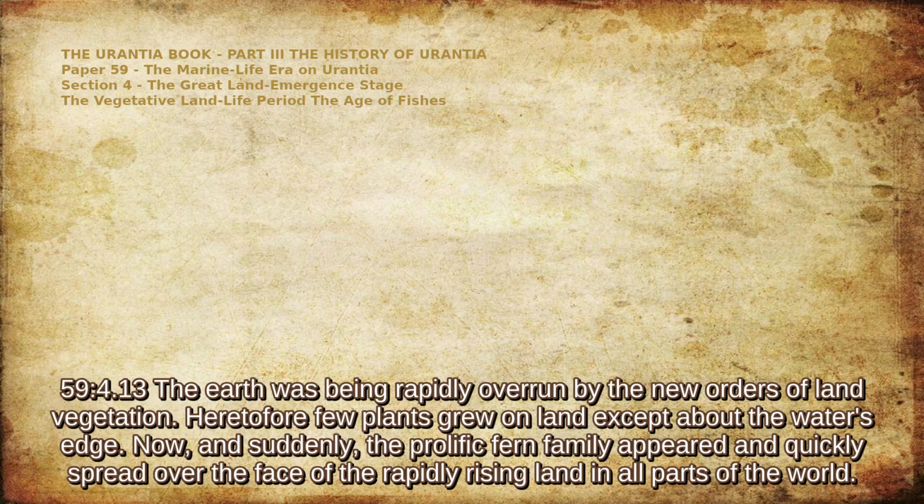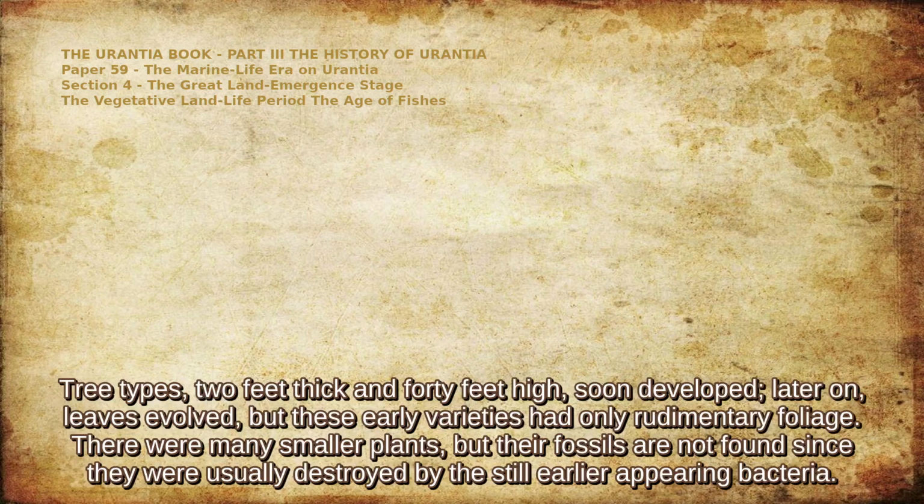The Earth was being rapidly overrun by the new orders of land vegetation. Heretofore, few plants grew on land except about the water's edge. Now, and suddenly, the prolific fern family appeared and quickly spread over the face of the rapidly rising land in all parts of the world. Tree types 2 feet thick and 40 feet high soon developed. Later on, leaves evolved, but these early varieties had only rudimentary foliage. There were many smaller plants, but their fossils are not found since they were usually destroyed by the still earlier appearing bacteria.